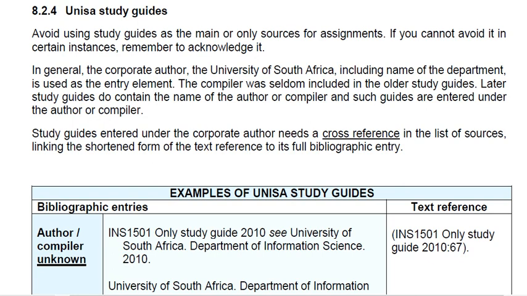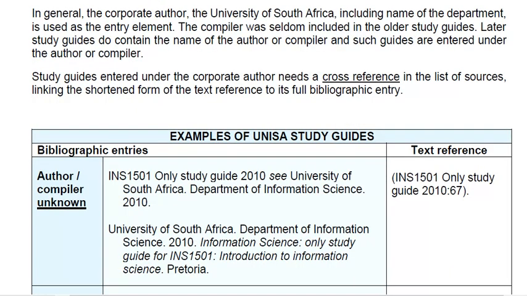Later study guides do contain the name of the author or compiler, and such guides are entered under the author or compiler. Study guides entered under the corporate author need a cross-reference in the list of sources, linking the shortened form of the text reference to its full bibliographic entry.